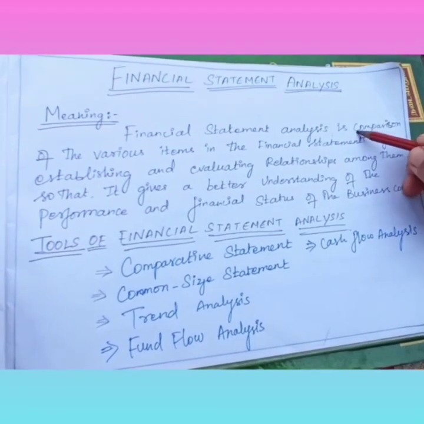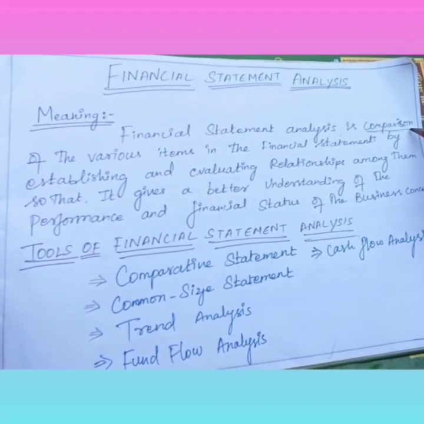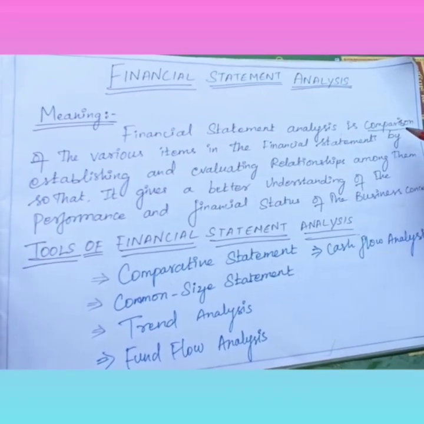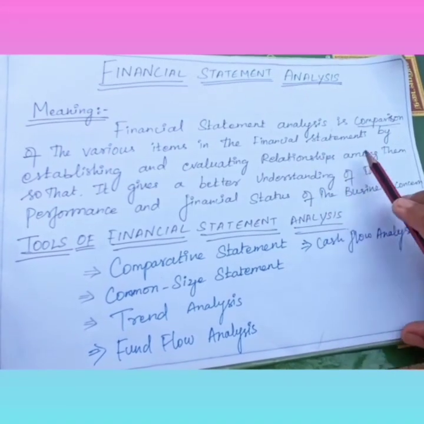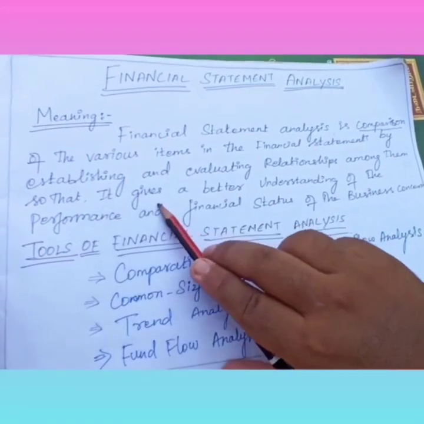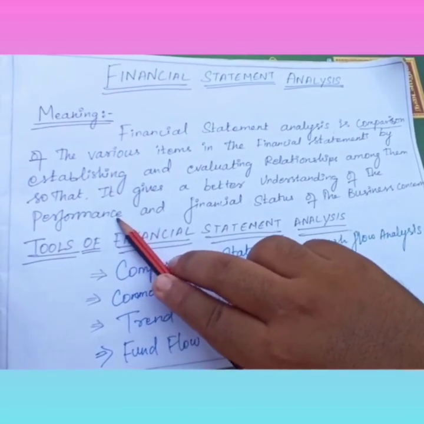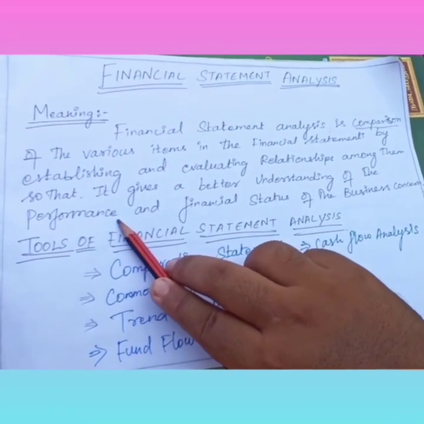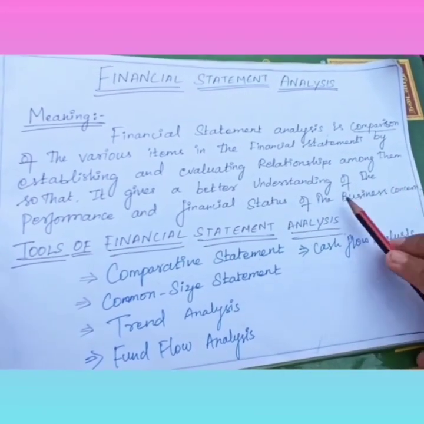This involves comparing the previous year's financial statement and the current year's financial statement, establishing and evaluating relationships among them, and it gives a better understanding of the performance. It gives the level of performance of the business concern and also the financial status of the business concern.